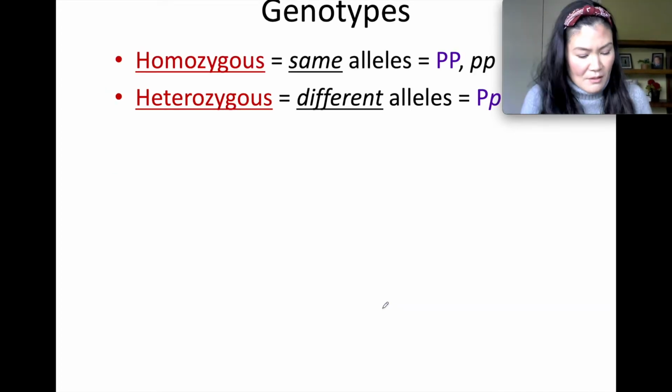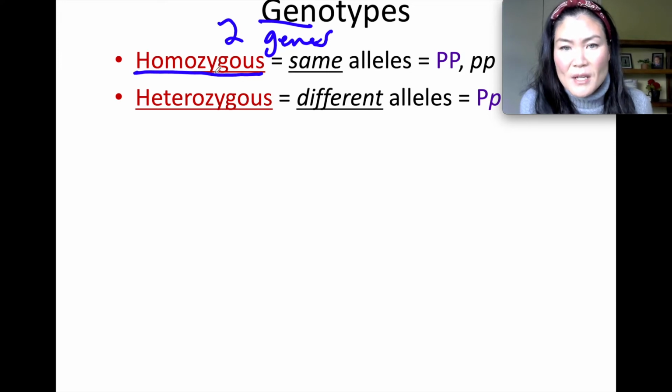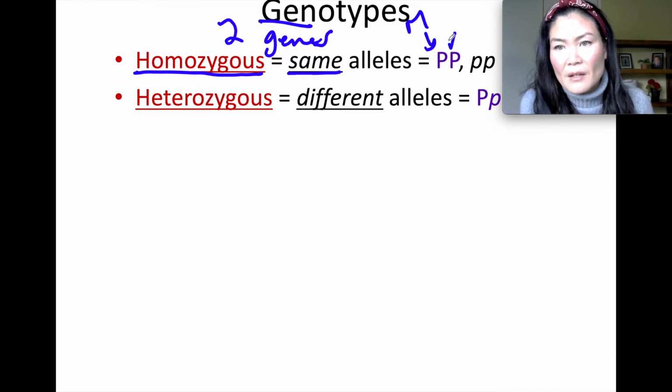So genotypes. Genotypes are the genes, the two genes that an individual inherits from their parents. If the two genes happen to be the same, we say that individual is homozygous for that trait. Homozygous means they have the same alleles. The two genes are the same. This one could be from mom, this one could be from dad. It's two of the same: purple, purple. Same here, white, white. The parents gave two of the same genes.